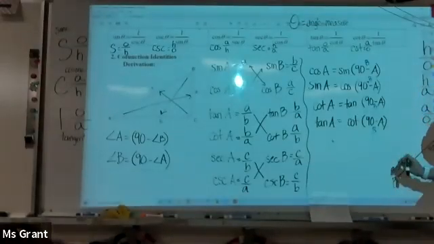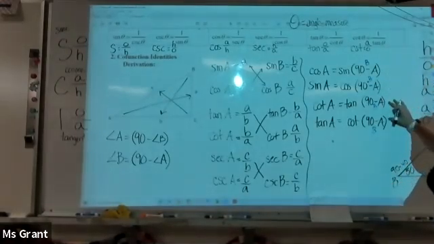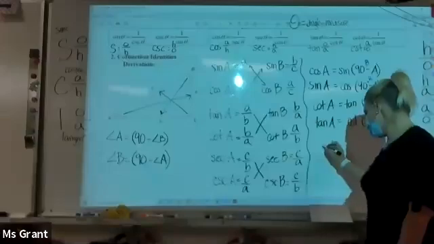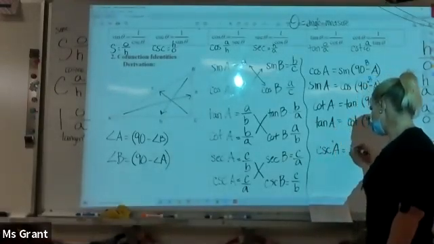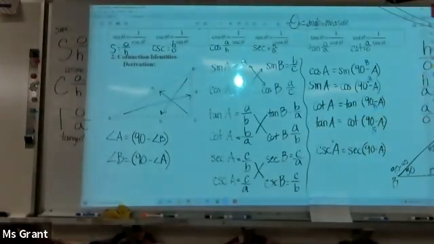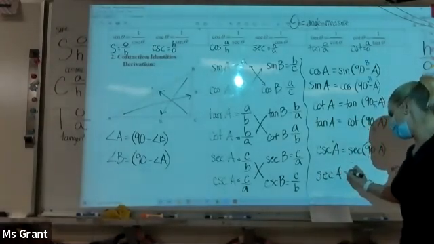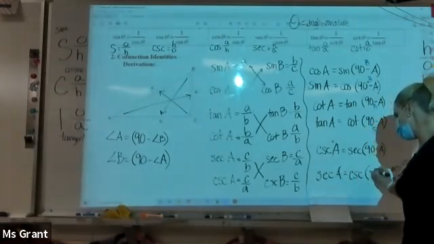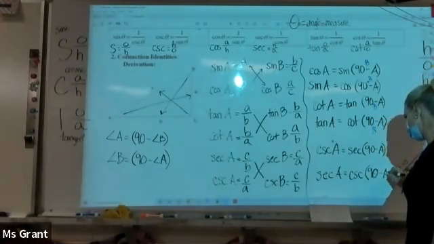Last two. So sine and cosine are buddies because they're cofunctions of each other. Cotangent and tangent. Last two. Cosecant of A is secant, and then 90 minus A. And lastly, secant of angle A is cosecant's value 90 minus A.